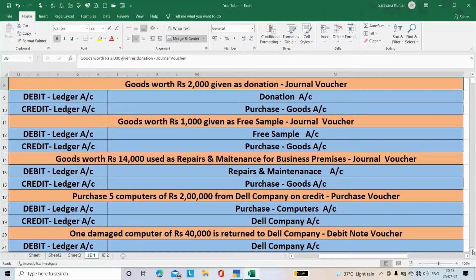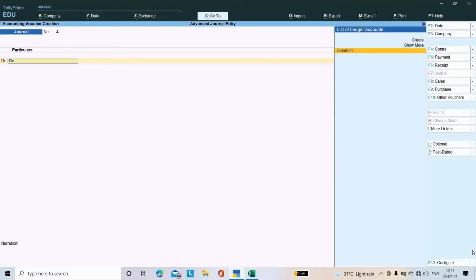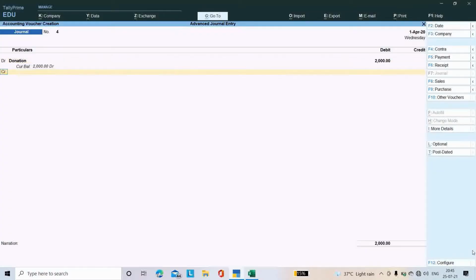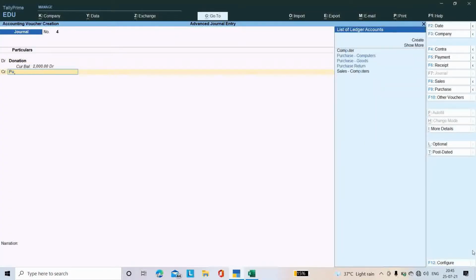This you have to enter in journal voucher. So debit is donation, how much? 2,000. Credit is purchase goods account.